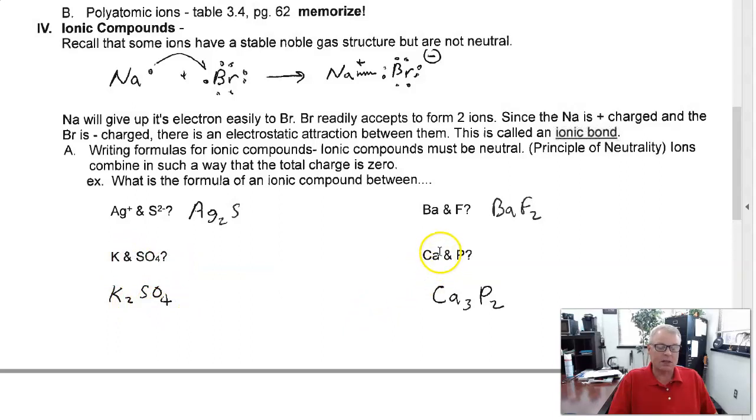Take this plus 2 and a minus 3, take that 2, put it down here, take that 3, put it down here, Ca3B2. And there you go, you get the same answer. All right. Are there times when it doesn't work?